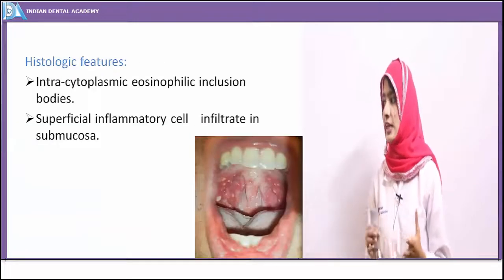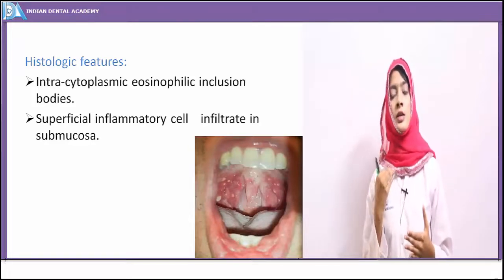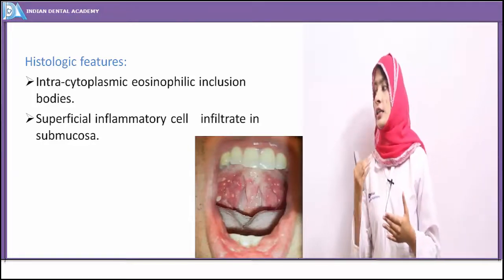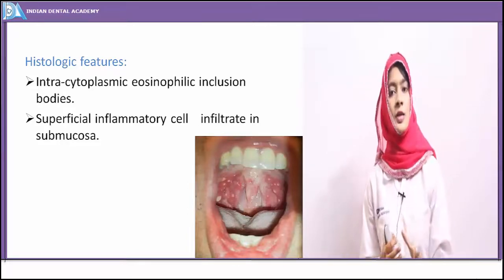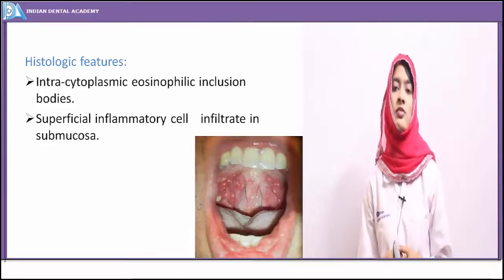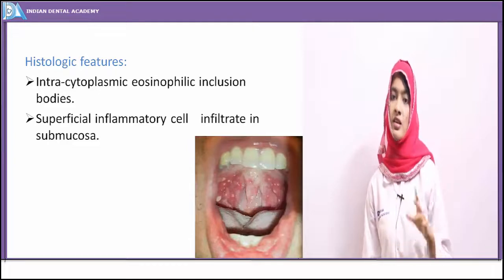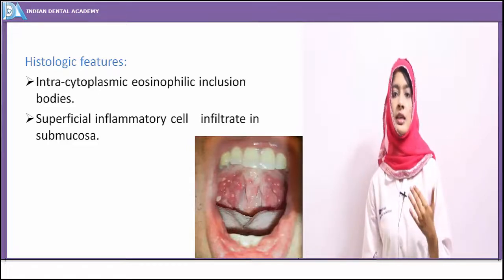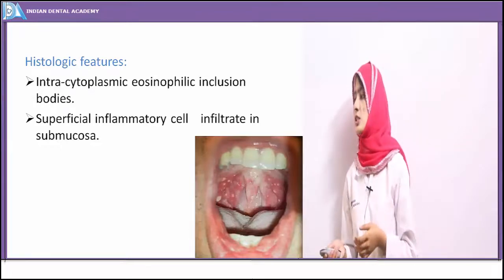So microscopic diagnosis is essential. The microscopic diagnosis shows the presence of intracytoplasmic eosinophilic inclusion bodies. Cytoplasmic inclusion bodies are seen along with dense inflammatory cell infiltration. The characteristic appearance of vesicles on hand, feet and mouth, all three at a time, gives the diagnosis of this disease, hand, foot and mouth disease.